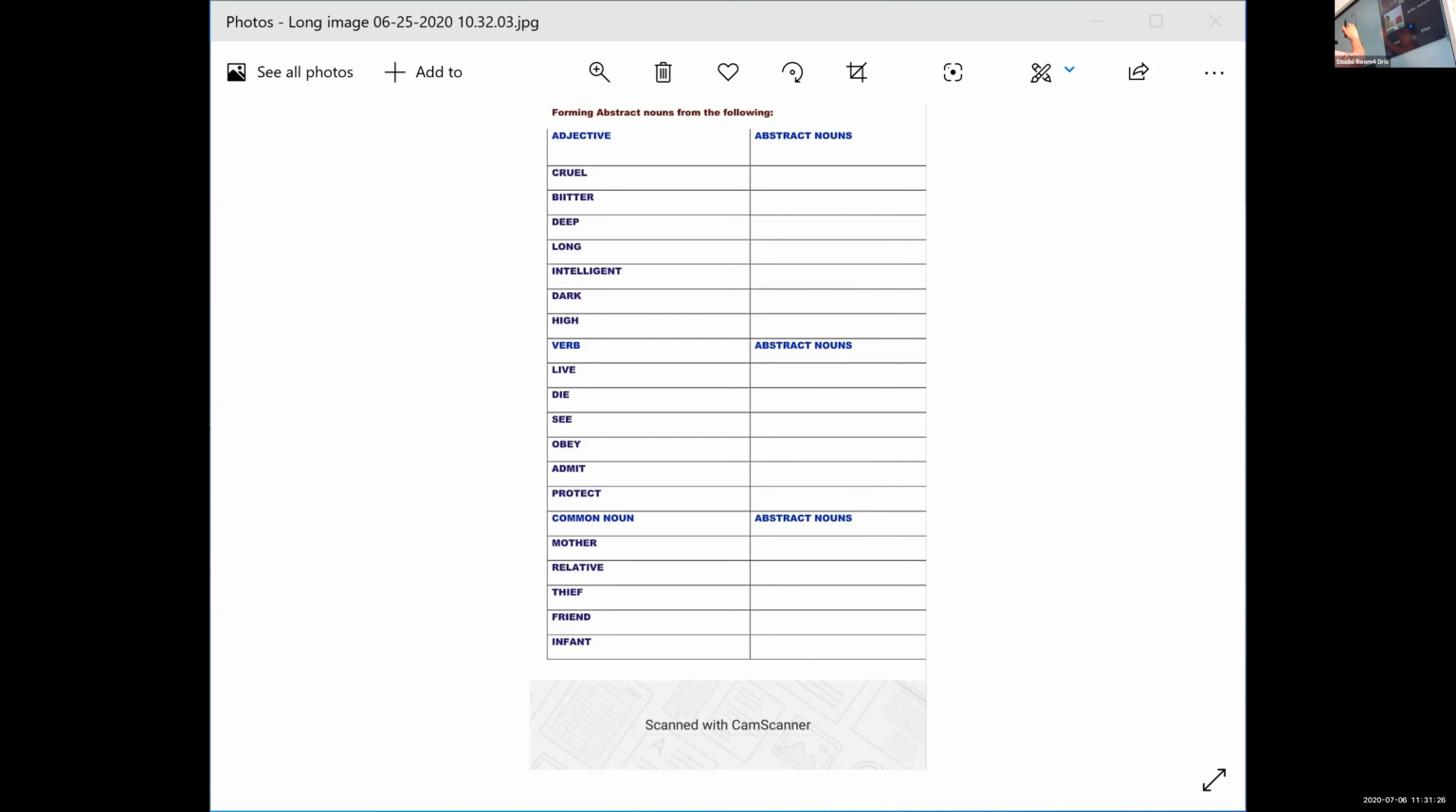How can you change this kind into an abstract form? Any idea? What will be the abstract form of kind? Who can say? Leia, say it. Unmute and say. Kindness. Yes, Leia. Kindness.